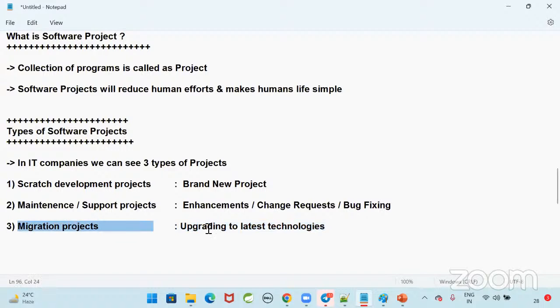I worked on a migration project also. I migrated one project from IBM mainframes to Spring Boot microservices at Deloitte. The project was already available on the mainframes. We migrated it to Java with microservices architecture. समझा?